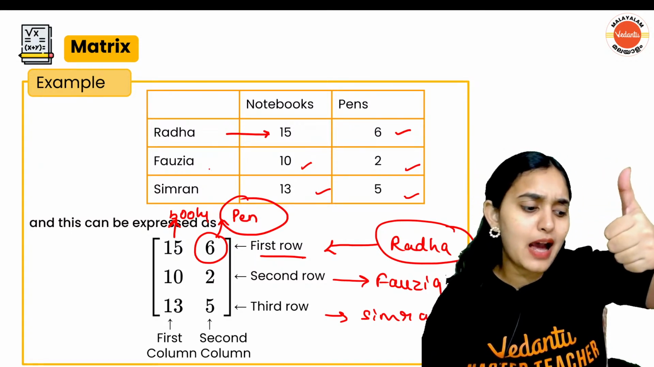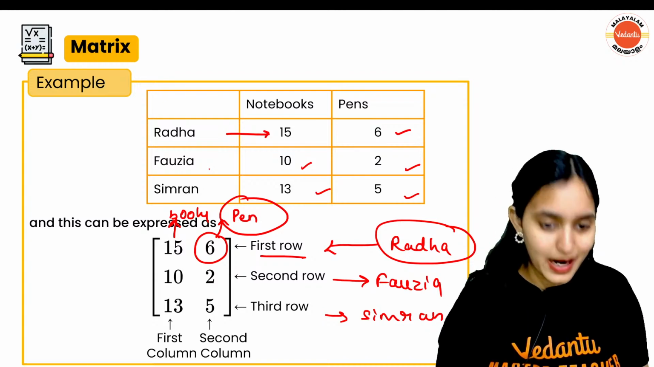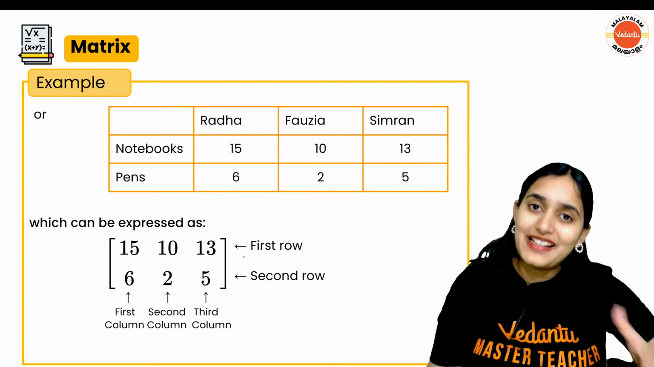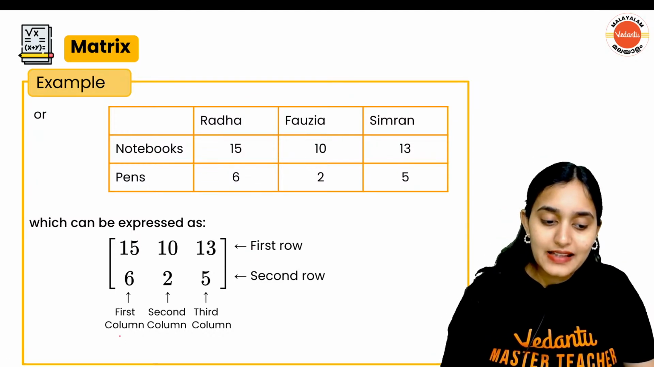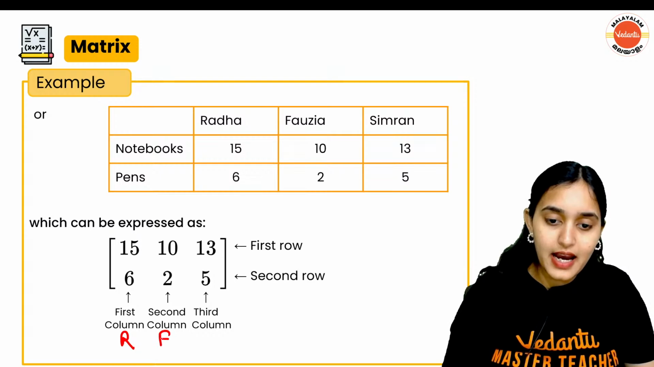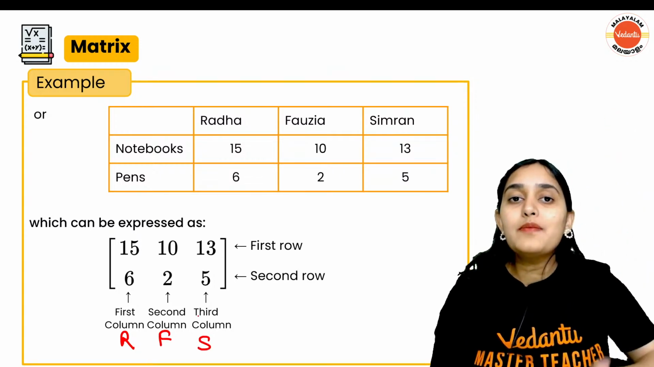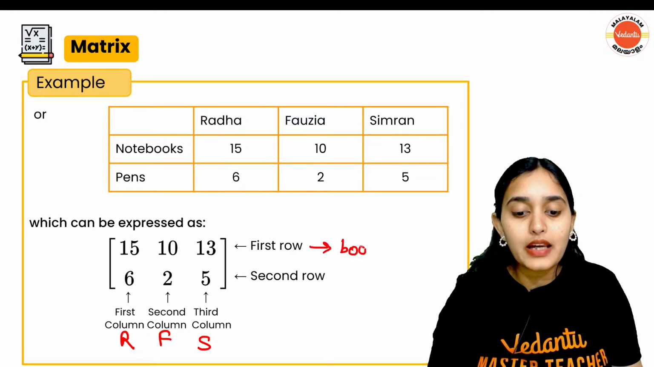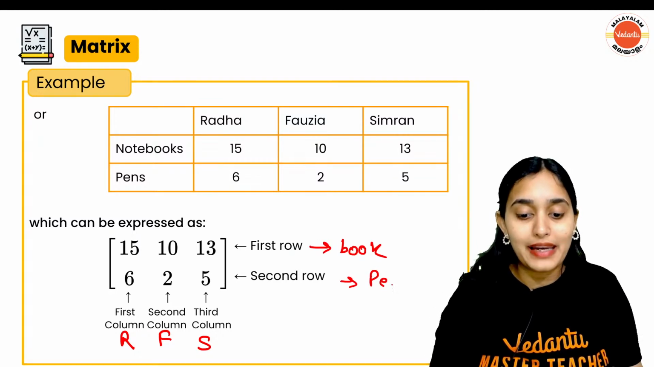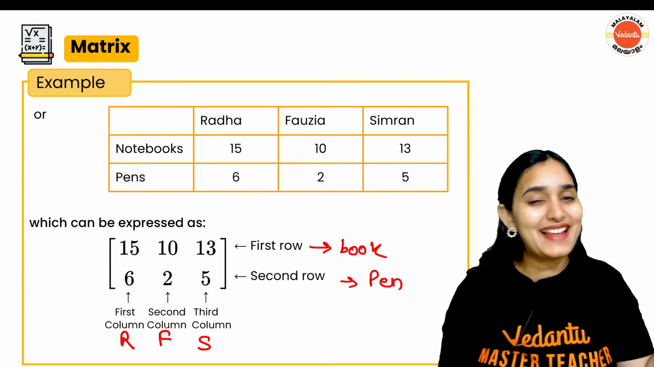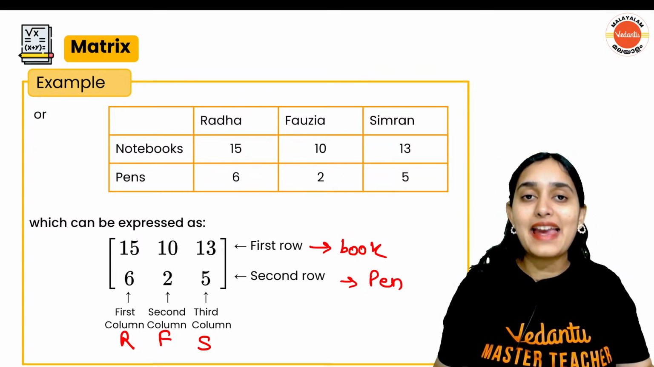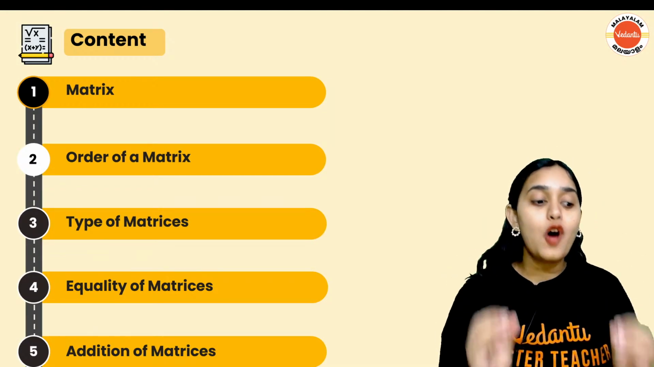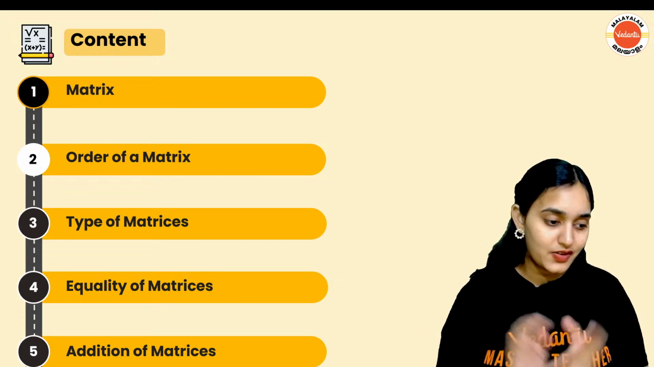Clear to everybody? Give a thumbs up quickly or a fire in the chat box. Come on. Similarly, can I store the data vice versa? Can I store it like this is for Radha, this is for Fazia, and this is for Simran? The columns are representing the child, and the first row is representing book and the second row is representing the pen. Can I represent it like this? Yes, of course. You can represent it either way. Both are correct. Okay. So that is what we understand by matrix.